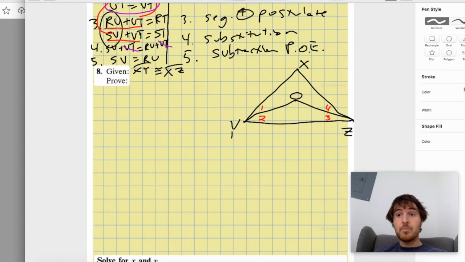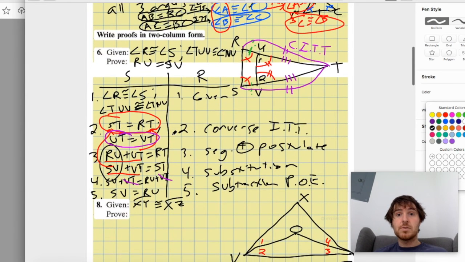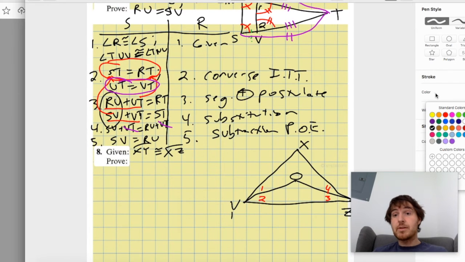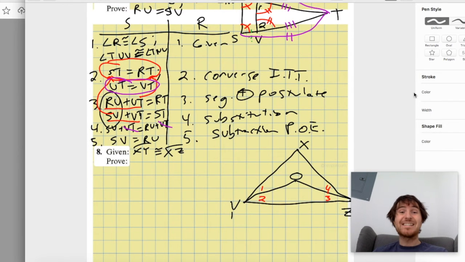I'm marking it up. You better believe I'm marking it up here. What did I mark up here? What color did I use? I used red. I used red to mark up. Okay, I'll stick with that to mark up what's given to me.